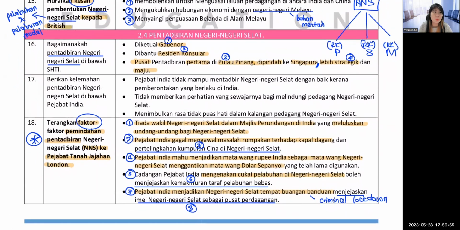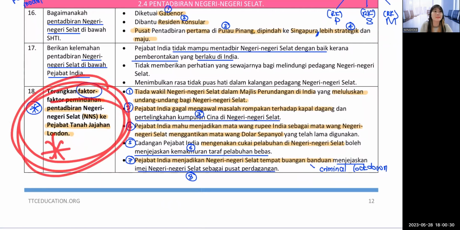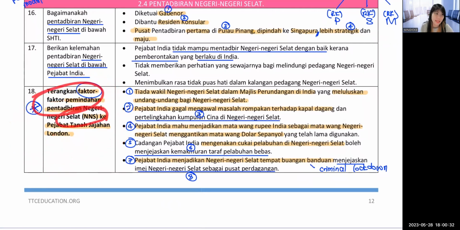All right. So eventually, guys, originally negeri-negeri Selat is under Pejabat India. But Pejabat India is not able to manage our country well. Tidak mampu mentadbir negeri-negeri Selat dengan baik because pemberontakan di India. And that's why we complain. We complain to British, and that's how faktor pemindahan. This one very important lah. You all need to take note. Faktor why negeri-negeri Selat from India shifted under London, guys.